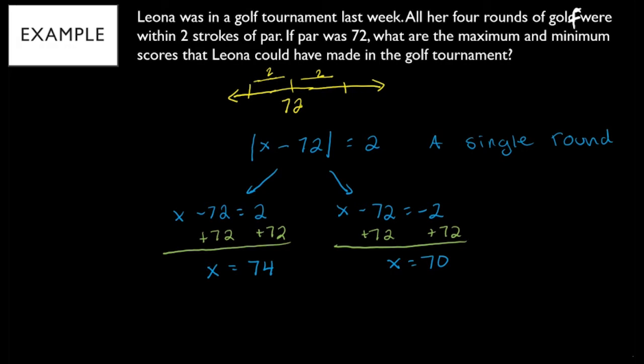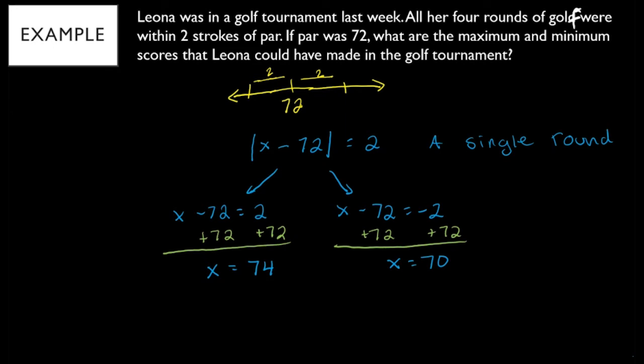Now, for word problems, we generally always write our answers in sentences to make sure that we're answering the question. The question doesn't specify total scores, and we can kind of do it both ways. It doesn't say whether it's round or total scores. If we're looking for the total maximum and minimum scores she could have made in the golf tournament, you just take each of these and multiply by 4 because there are 4 rounds. So the minimum score, if she made 70 every time, you multiply that by 4, and that's going to be 280.